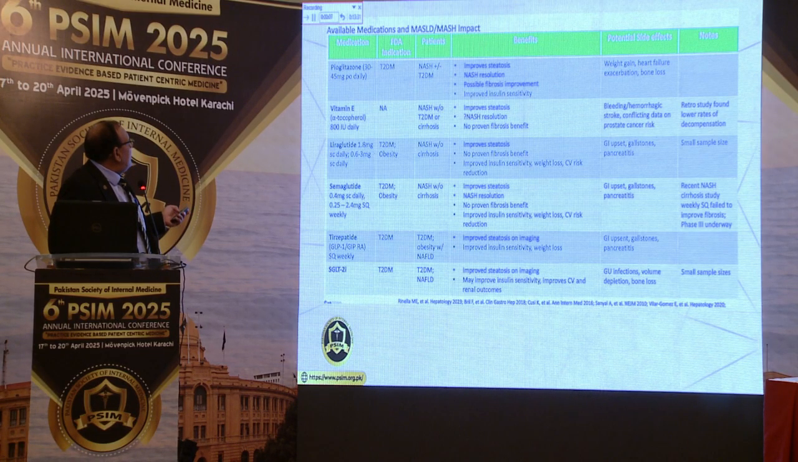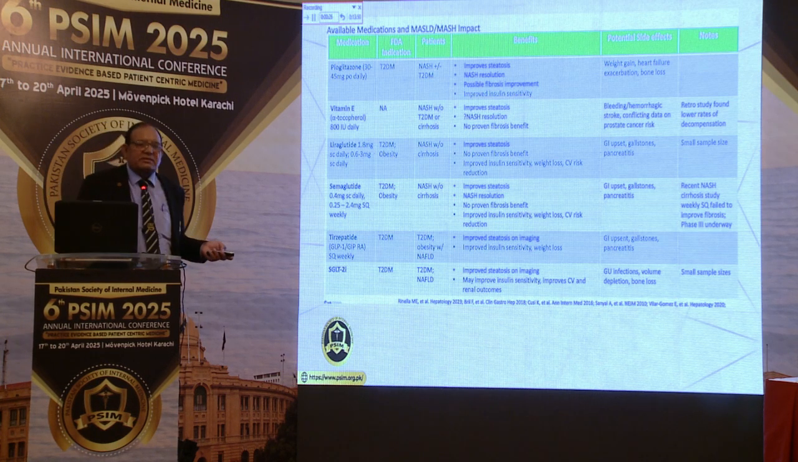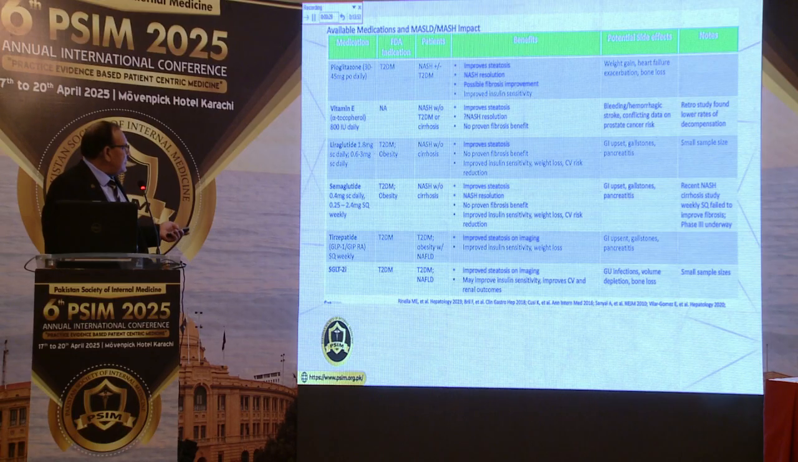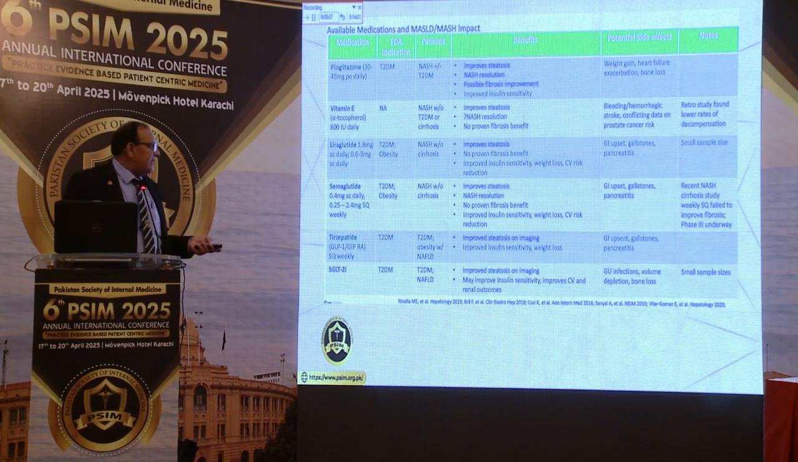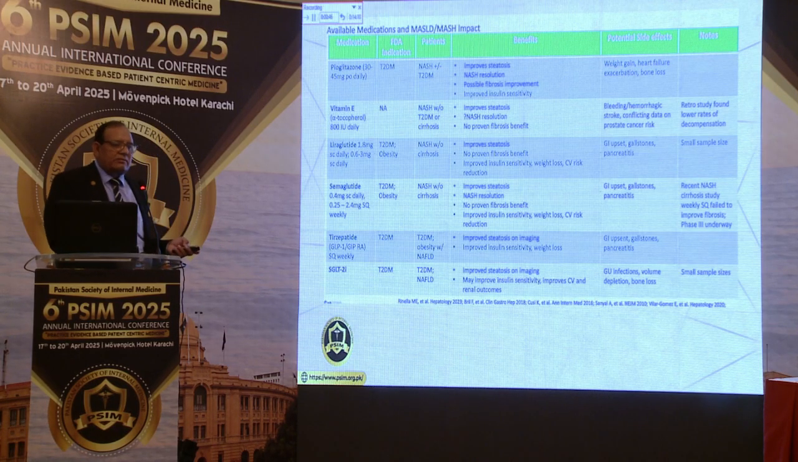This pioglitazone can improve NASH resolution, possibly fibrosis improvement, but not sure. And vitamin E has some role, but mainly comes the role of liraglutide, semaglutide, and tirzepatide. We are going to discuss them in detail today. These drugs are supposed to improve steatosis and maybe some resolution of NASH. And obviously if type 2 diabetes is also present, then these are essential and very good drugs.